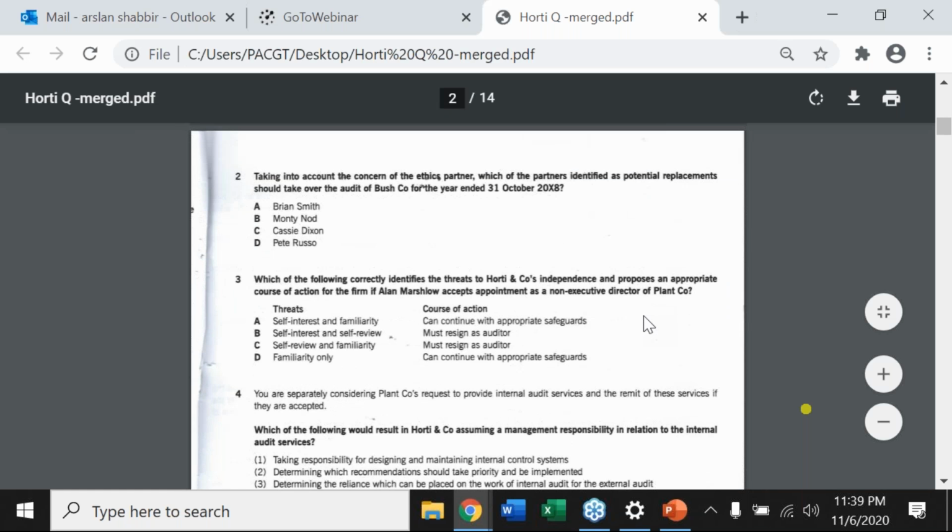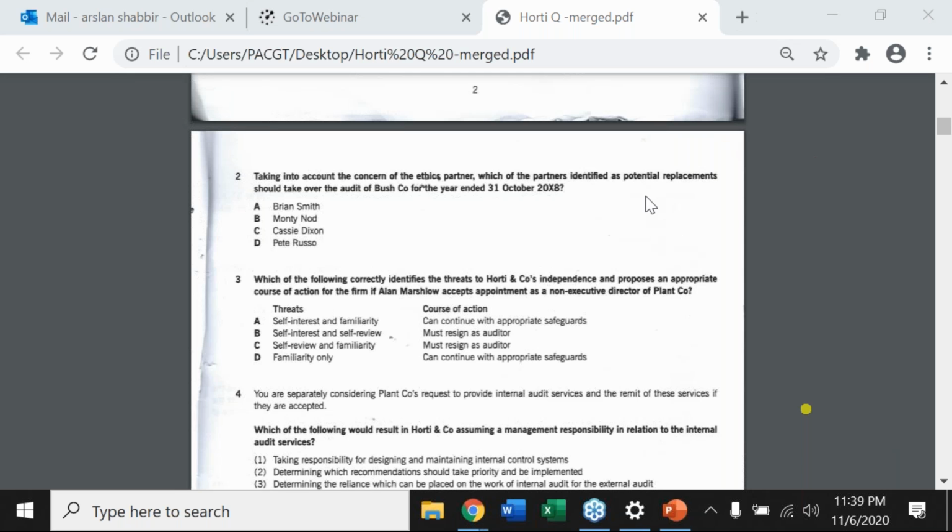Third C. Now, third MCQs. Which of the following correctly identifies the threats to Houghty and Company's independence and proposes an appropriate course of action if Alan Marshall accepts appointment as a non-executive director of Plant and Company?